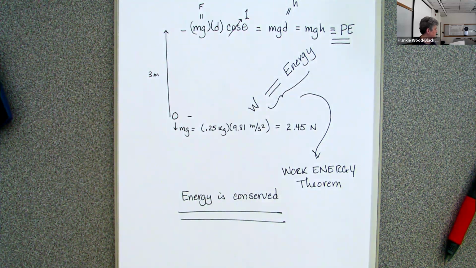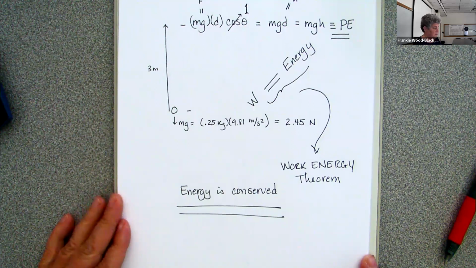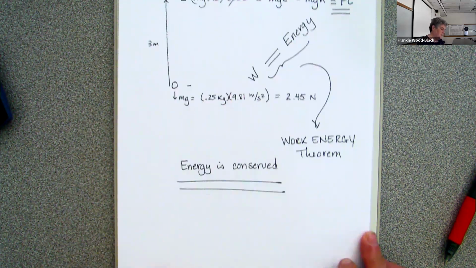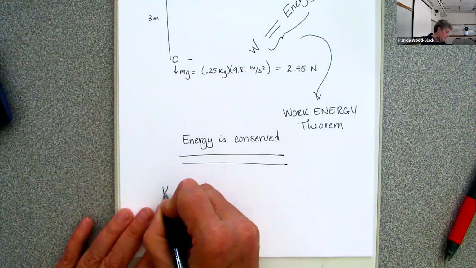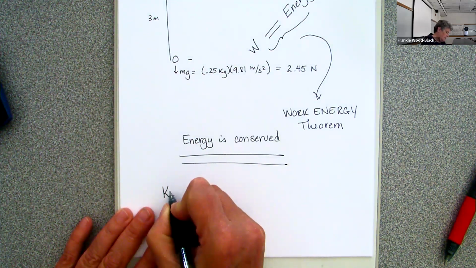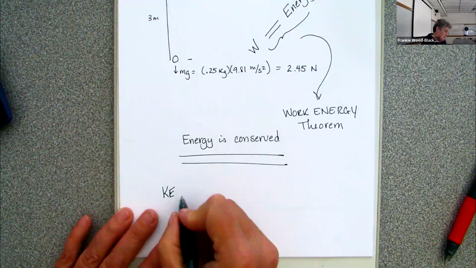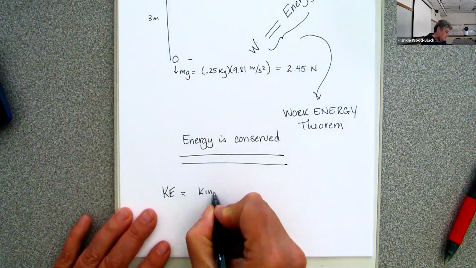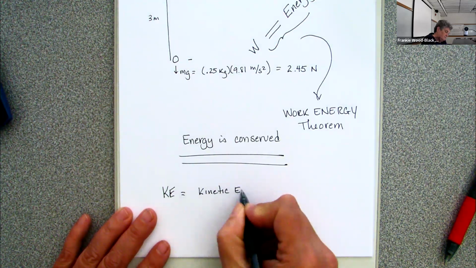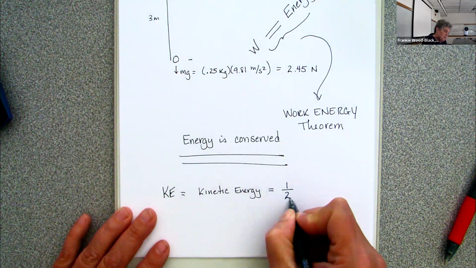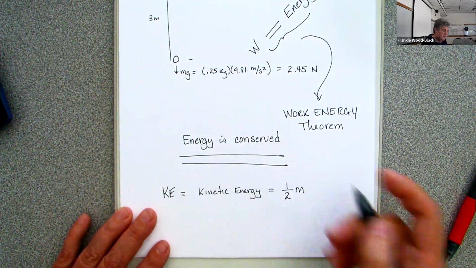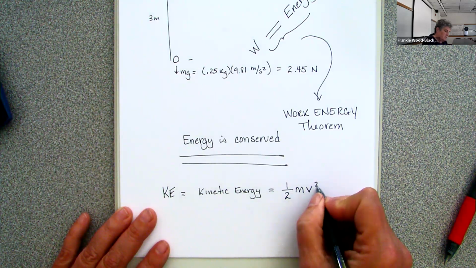Energy is conserved. Now, we get a little funky here, right? We get a little funky, because most of us have taken chemistry. We also talk about this idea of kinetic energy, and I'm going to use KE to represent kinetic energy. Our kinetic energy, which we've seen probably in chemistry, is 1/2 the mass times velocity squared.